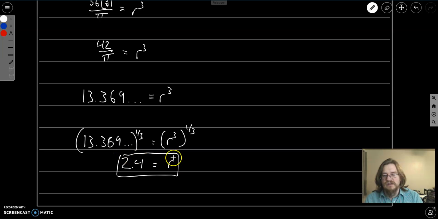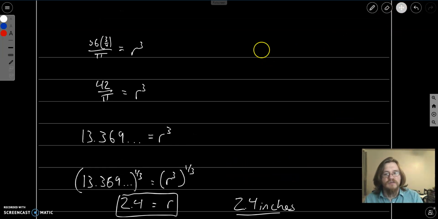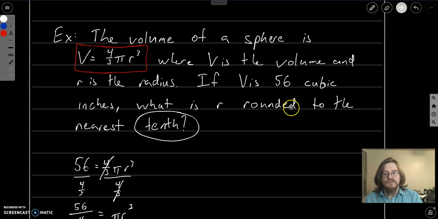So this is going to be the radius. And in fact, we can be a little bit more specific. It's going to be 2.4 inches. Remembering that the volume is in cubic inches, so the radius will just be in inches. So this is how we do it with volume.